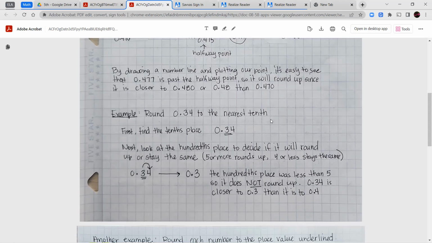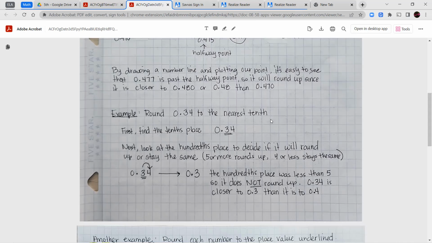So the number in my hundredths place is a 4. Now remember, in order for it to round up, it needs to be 5 or more. Anything less than that is going to stay the same. So since there is a 4 in my hundredths place, my 3 is not going to change. My 3 is going to stay at 3, and then we're going to drop all of the digits that come after it. They zero out and we can drop them. So 0 and 34 hundredths is closer to 0 and 3/10 than it is to 0 and 4/10.